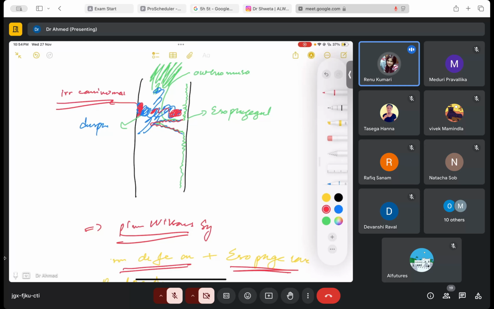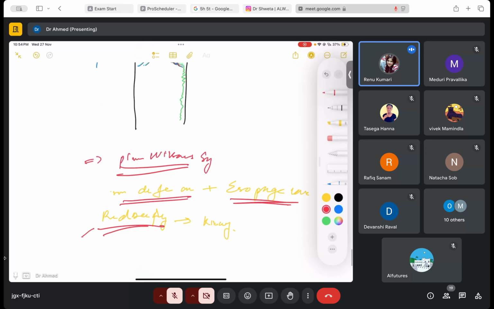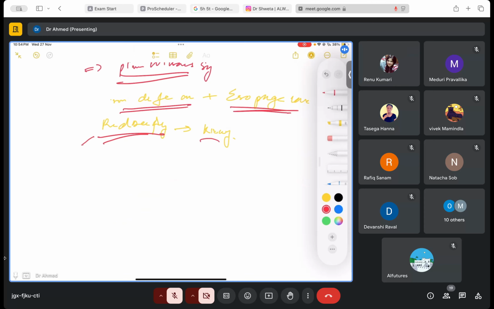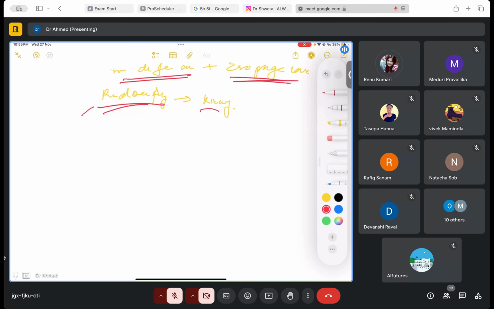Yeah, and there is one syndrome associated with esophageal webs, which is Plummer-Vinson syndrome. Along with esophageal webs, we see iron deficiency anemia, red beefy tongue, and koilonychia. So now let's discuss another pathology, which is Zenker diverticulum.